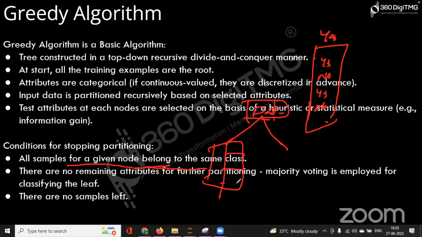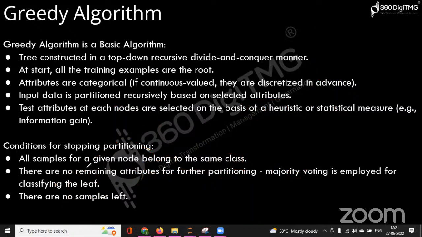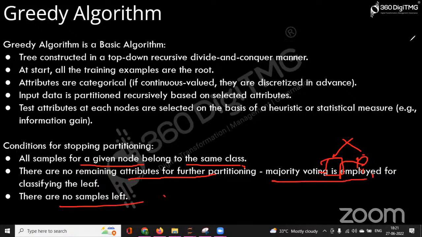Here you should have all yes class or all no class. Until you have the same class on the branch node, just one class, whether it is yes class or no class, any one class, that is, all homogeneous cases, you can stop splitting at that particular point. All samples for the given node belong to the same class, but it should be homogeneous. Then you can stop. Or you can stop when there are no remaining attributes for further partitioning, or there are no samples left.